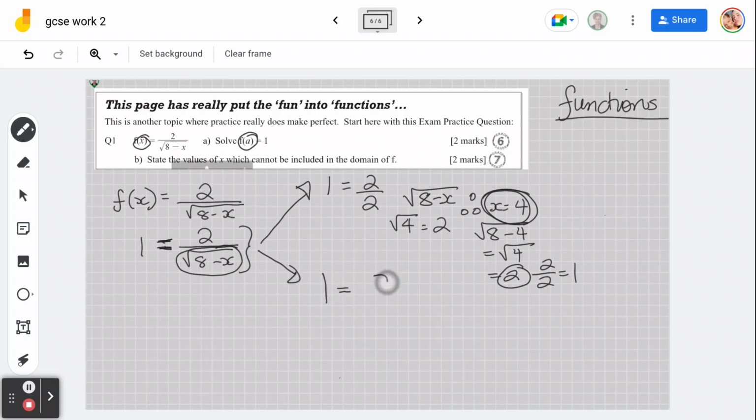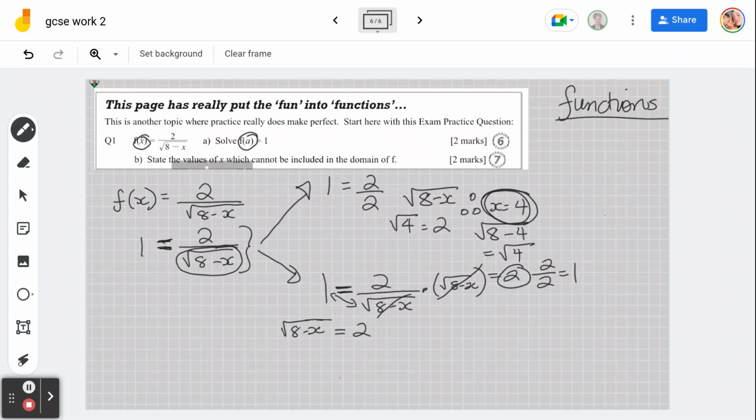1 equals 2 over the square root of 8 minus x. So I'm going to move this so that I isolate x. I'm going to move this up and have the square root of 8 minus x. Remember, if I multiply this side by the square root of 8 minus x, that will get rid of it there, but whatever I do to this side, I have to do to this side. So now I have 1 times, and anything times 1 is itself, so we're just going to get rid of that. Now that's equal to 2.